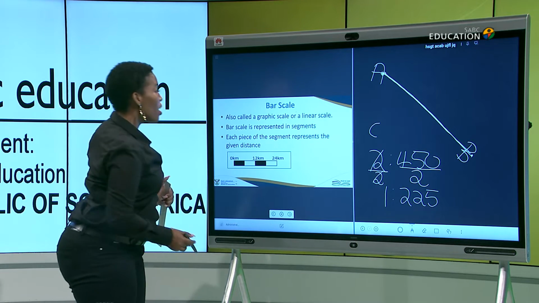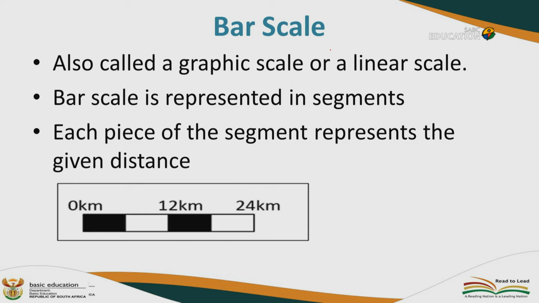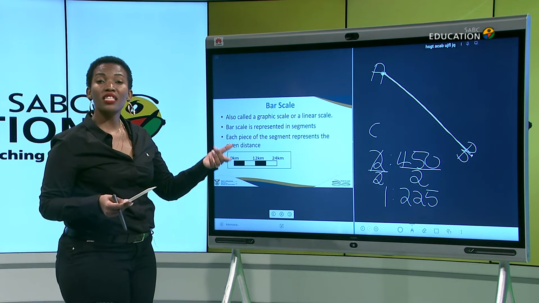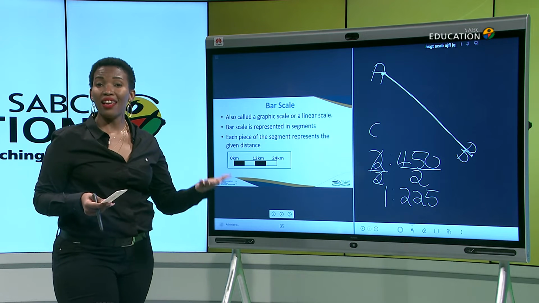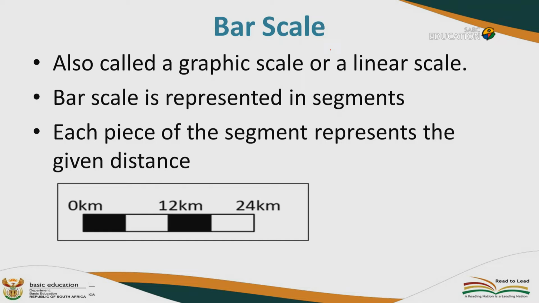And now moving on to a bar scale. A bar scale is also called a graphic scale, or it is called a linear scale. And again, in the exams, one of the questions that can be posed, the examiner can ask you to identify the type of scale that is used on that diagram. So you will know that if you see the bars like this, it is your bar scale, or you can say it's your graphic scale, or you can say it is your linear scale. Either one of the three is correct. You will get your full marks for that answer.